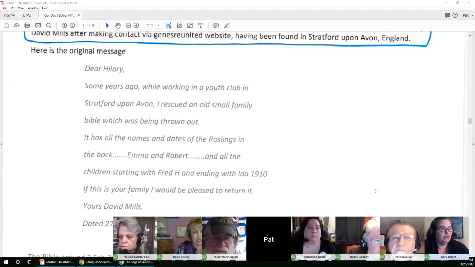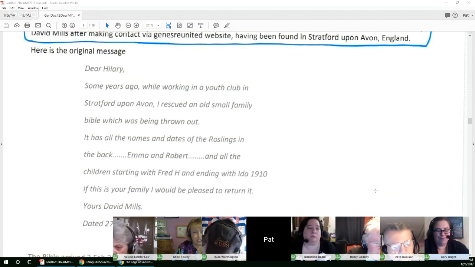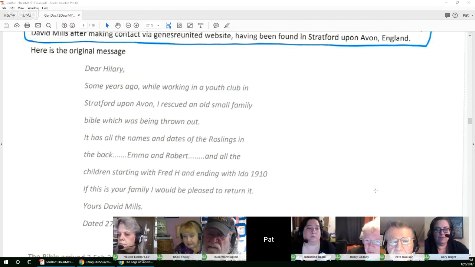Youth Club, I rescued an old small family Bible which was being thrown out. All the names and dates of the Roslings in the back. Wow. And did he live in another country? This David? No, he lives in the UK somewhere. I'm not sure where, because he sent it to me at my work address. So, okay, all right.